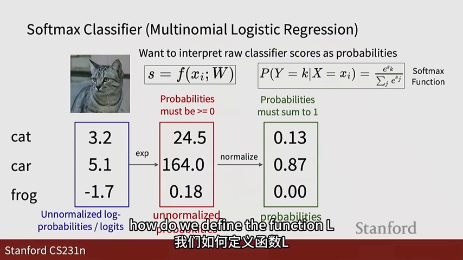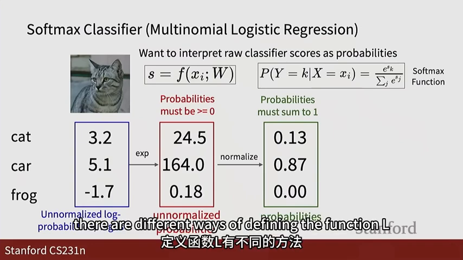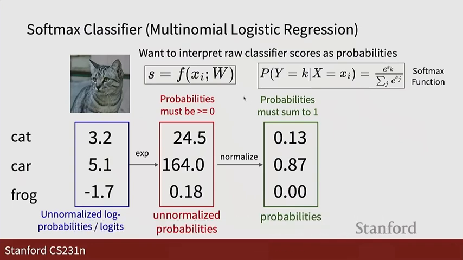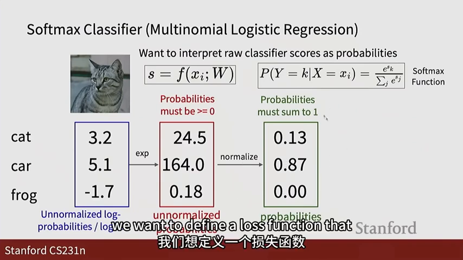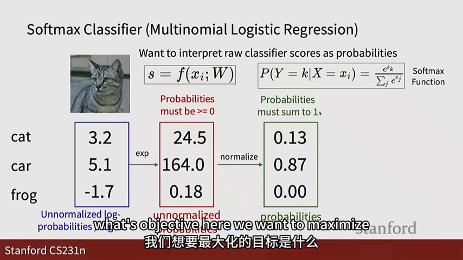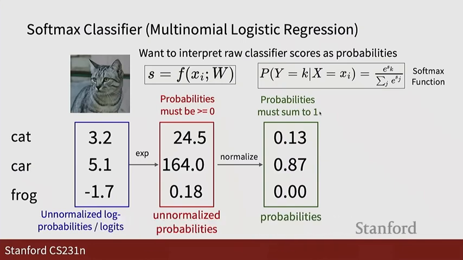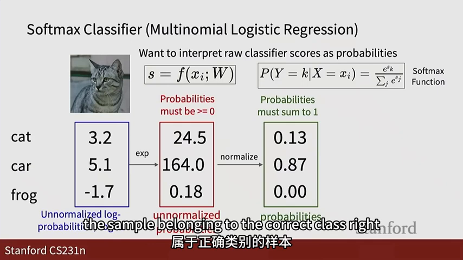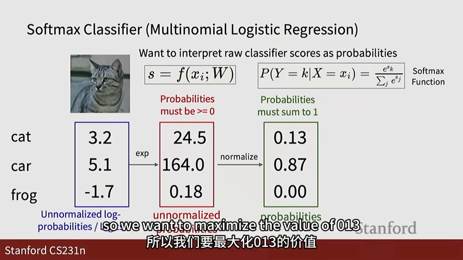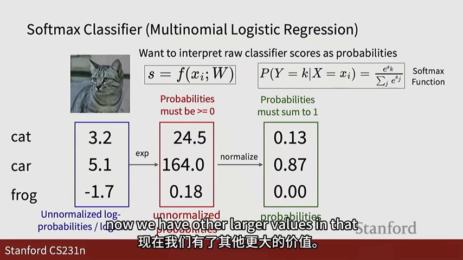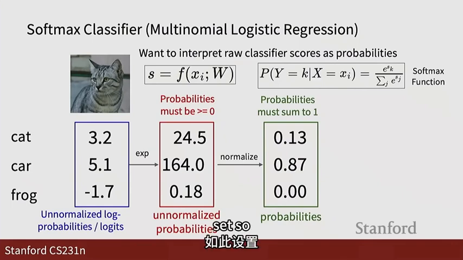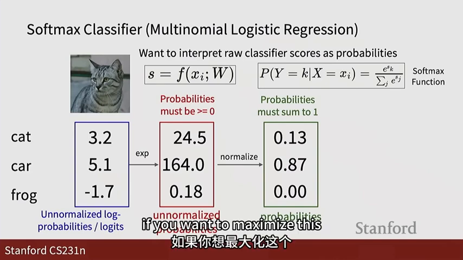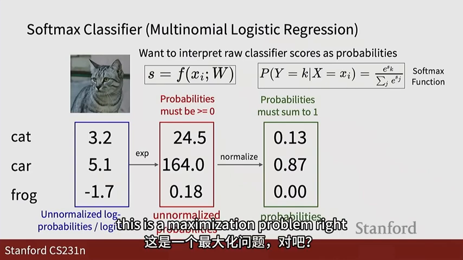How do we define the function L? I told you that there are different ways of defining the function L. We want to define a loss function. What's the objective here? We want to maximize the probability of the sample belonging to the correct class, right? So we want to maximize the value of 0.13. Now we have other larger values in that set. So if you want to maximize, this is a maximization problem, right?